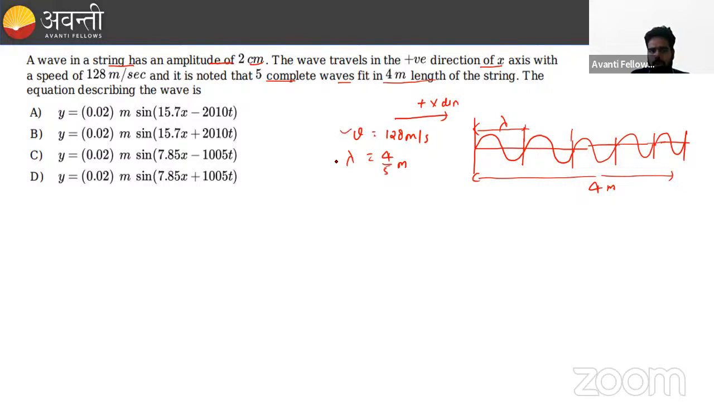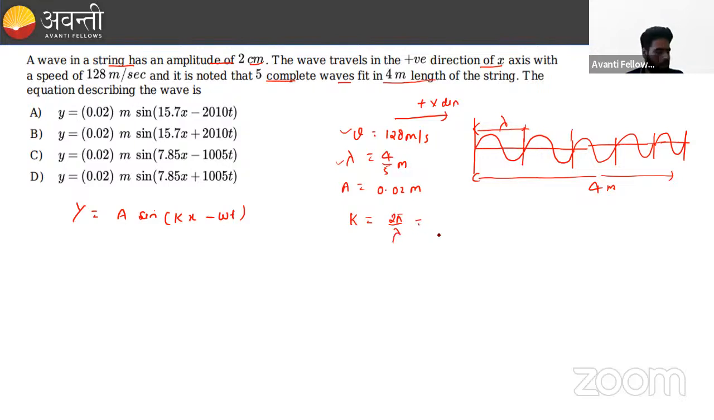So velocity of wave is known, wavelength is known, and amplitude is given as 2 centimeter. If you convert into meter, 0.02 meter. Whenever a wave is traveling in the positive x direction, the sign between omega t and kx is always negative, and the general equation of the wave can be written in this manner: y equals a sin(kx minus omega t). If the wave is traveling along the positive x direction, then the coefficient of time and the displacement along the string must have opposite signs. That's why we put this negative and this positive, because the wave is traveling along the positive direction. If we put the value of k, k is known as the wave number, that is 2 pi upon lambda.